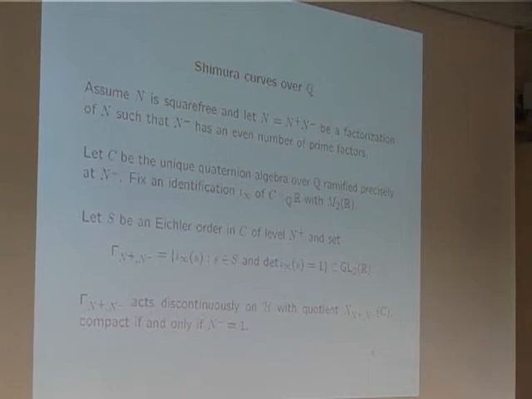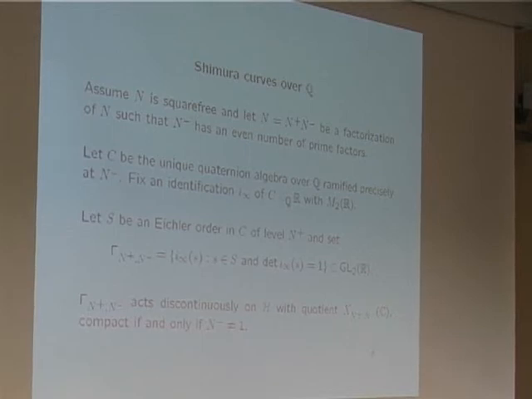Now, let's from now on assume that n is square free. This is a very convenient assumption. And let n plus, n minus be a factorization of n in such a way that n minus has an even number of prime factors. For the moment, let's even allow 0 prime factors. And let C be the unique quaternion algebra over Q ramified precisely at the primes dividing n minus.